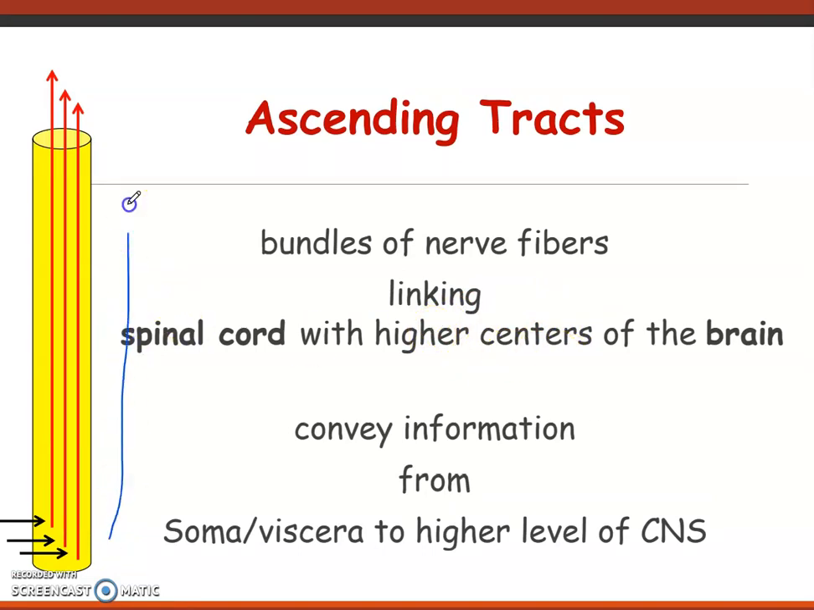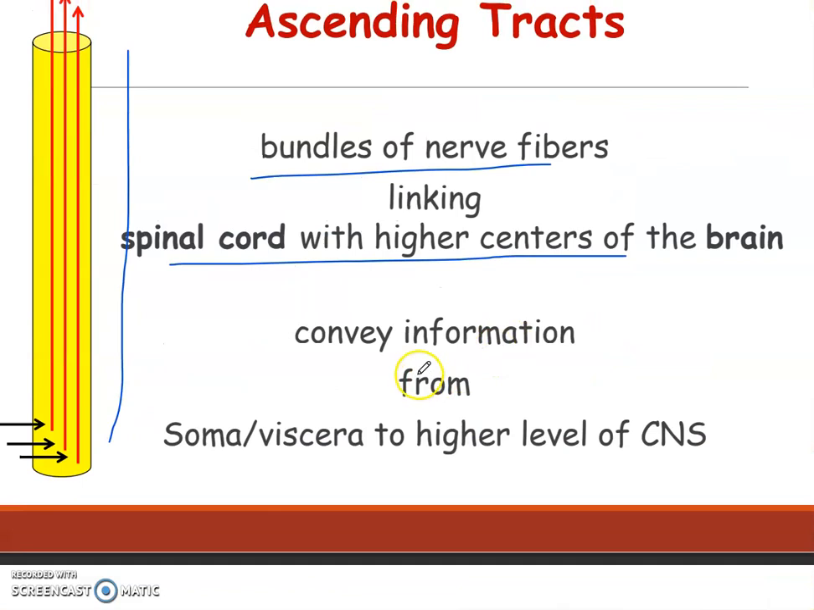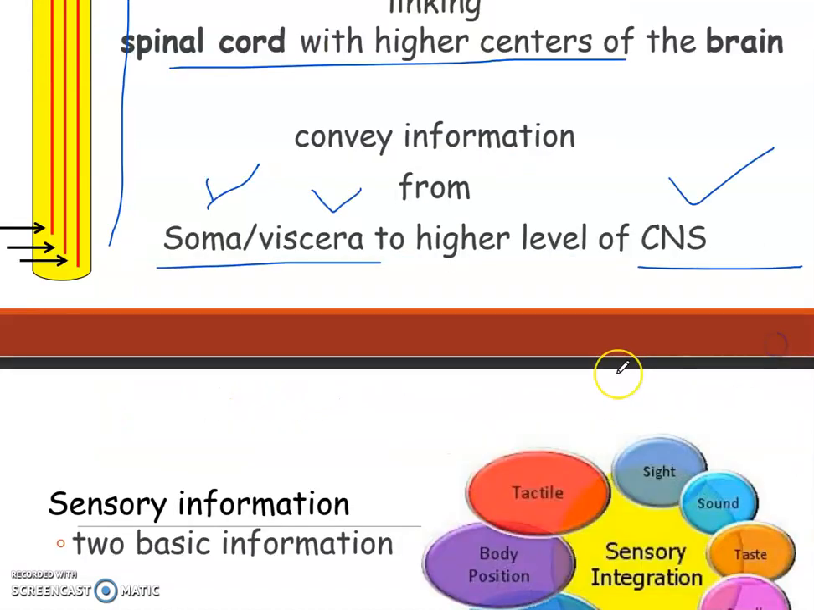So these are the ascending tracts. These are the bundles of nerve fibers linking the spinal cord with higher centers of the brain, and they convey information from the soma and viscera to the higher level of the CNS. Soma means body, and viscera means organs, to the higher level of the CNS, meaning the brain.